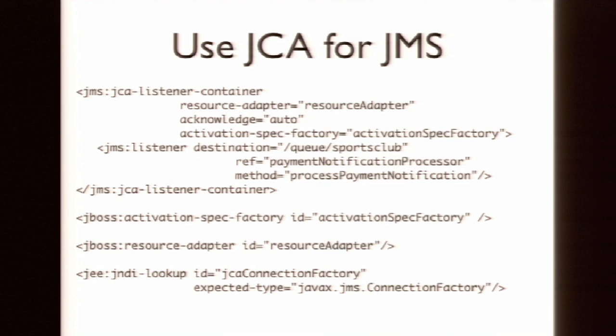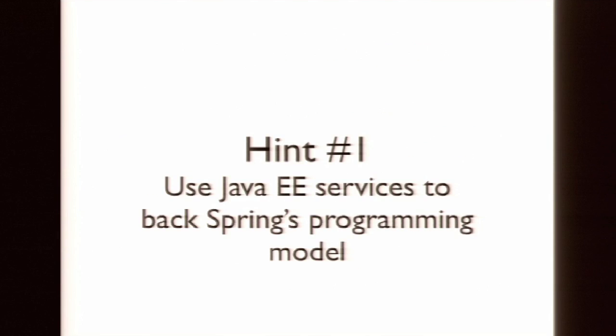When you actually run, you get benefits. And the first question here is, okay, fine, I'm going to start using Java EE services to back Spring's programming model. One question that, for example, shows up from our users is, okay, I'm going to do that. How do I do it?